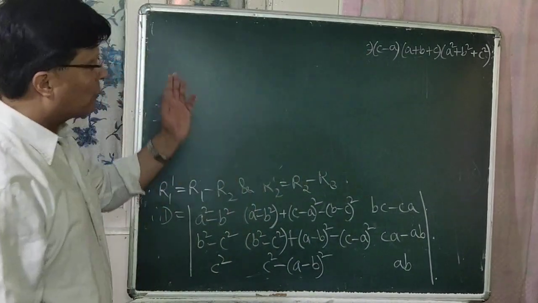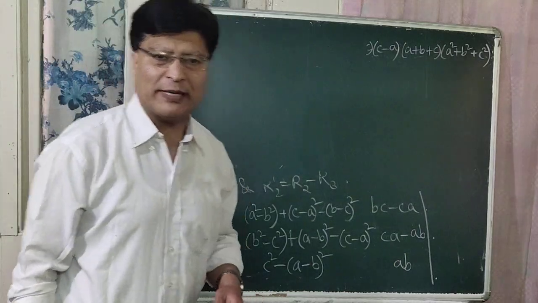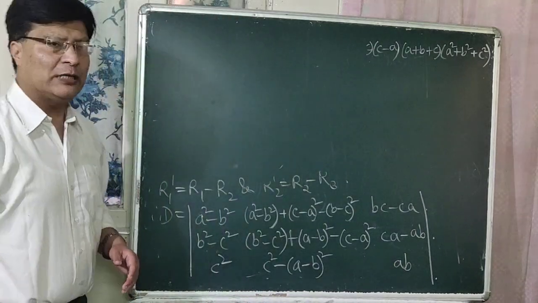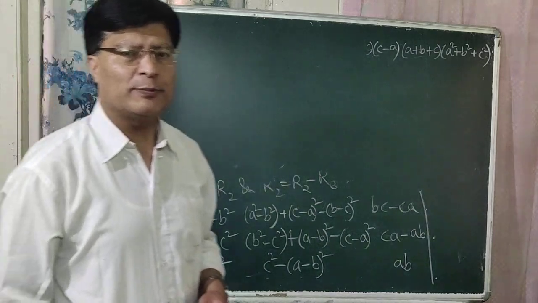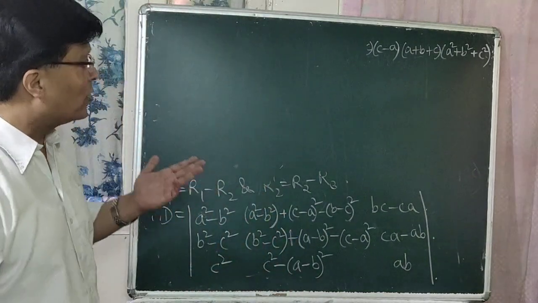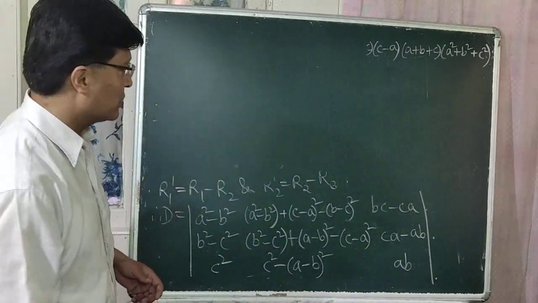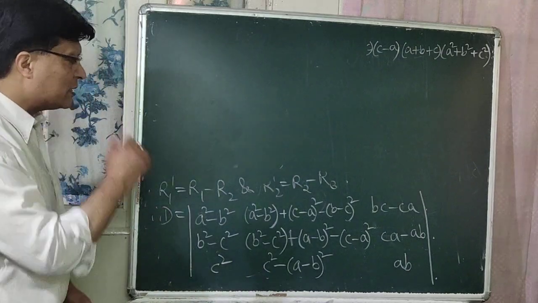You have to prove that the right hand side is a minus b into b minus c into c minus a into a plus b plus c into a square plus b square plus c square. You have to prove all these five factors, right? So let us simplify it.